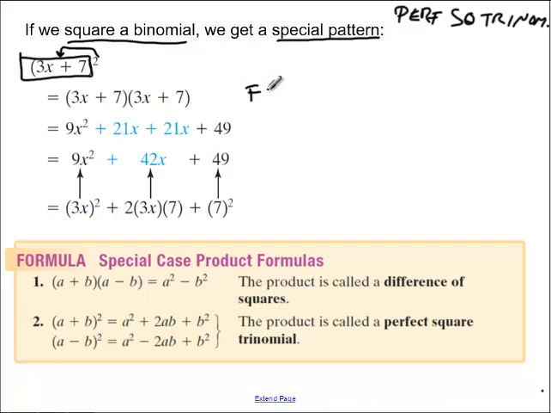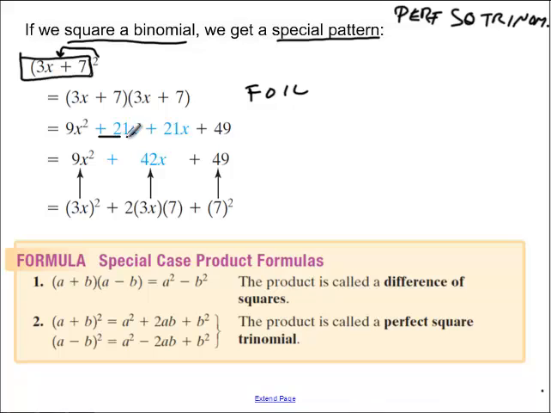Now we can FOIL. We can use that dreaded F word in math, the FOIL. First, outside, inside, last. What's the first terms times the first terms? 3x times 3x gives me 9x squared. Outside terms, 3x times 7 gives me plus 21x. Inside terms, plus 7 times plus 3x gives me plus 21x. Last terms, plus 7 times plus 7 gives plus 49. So there's our FOILed multiplication.